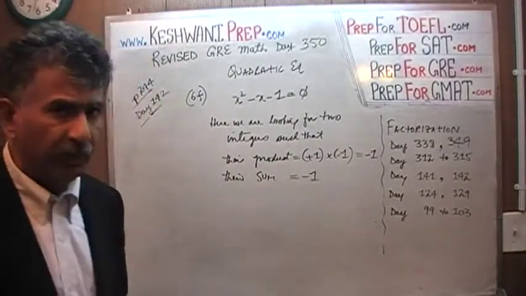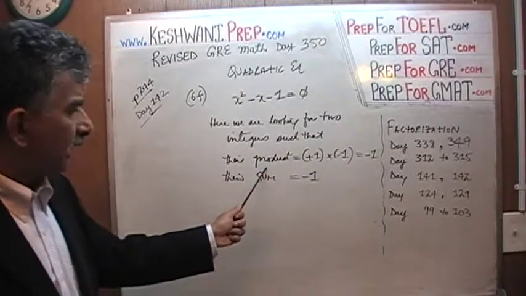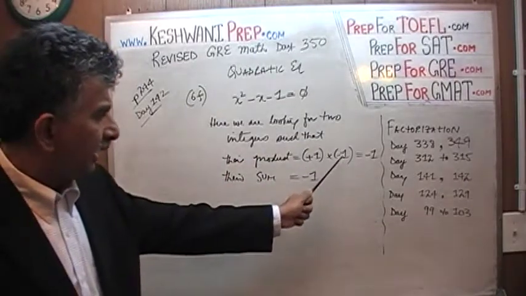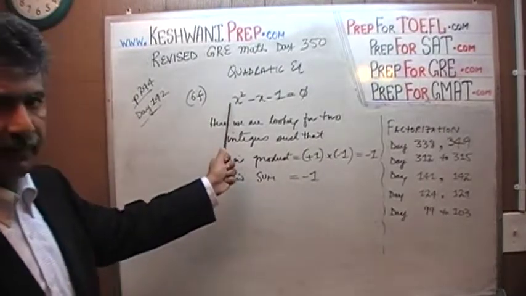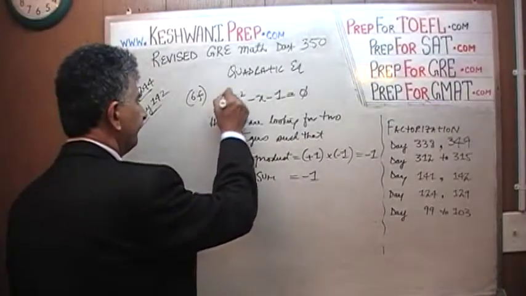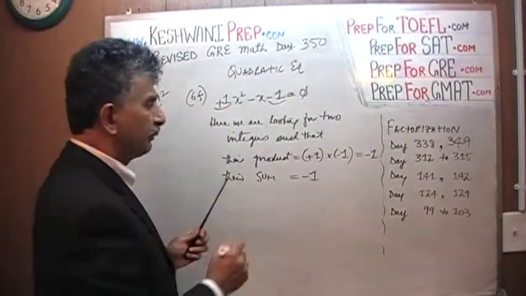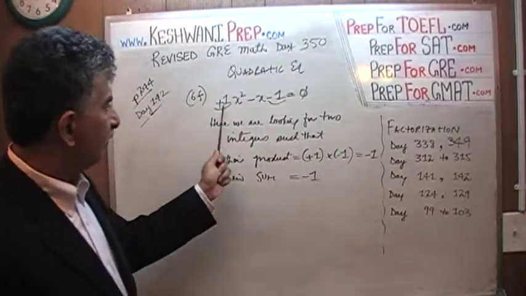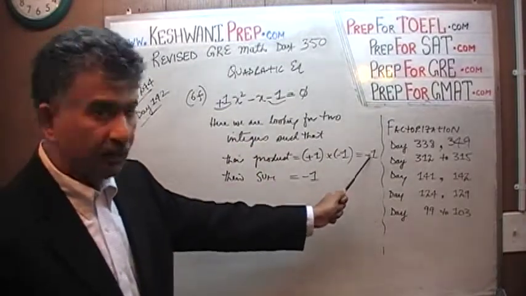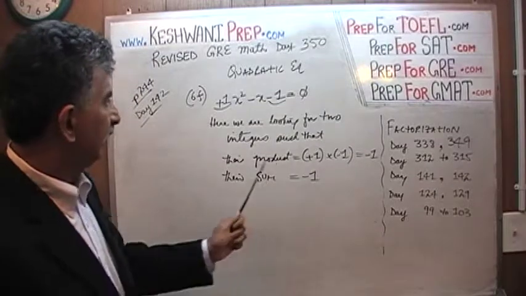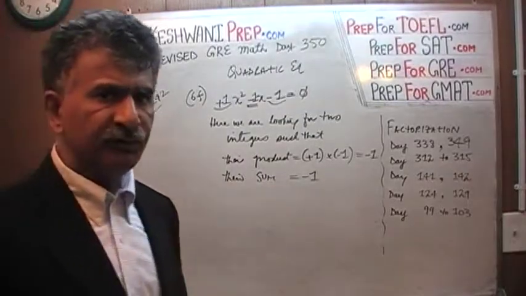We're looking for two integers such that their product has to equal positive 1 times negative 1. Where is this positive 1 times negative 1 coming from? This positive 1 is coming from the fact that this term has a coefficient of positive 1, and this negative is coming from this negative 1. So their product has to be the product of these two things, the coefficient of x squared and the constant. So positive 1 times negative 1 is negative 1, and their sum has to be this middle term, which is negative 1x right here. Can you think of two such numbers?